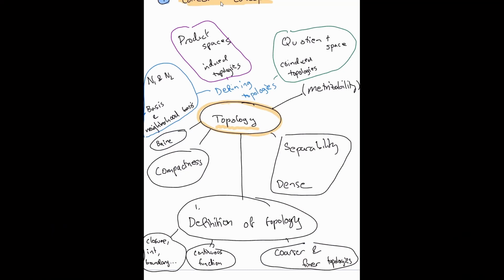And after that, we moved on to a new theme that we spent the last 2 to 3 weeks on, which was quite challenging, but which was about defining topologies. We did this by talking about bases and subbases, also neighborhood bases, and then introduced concepts like N1 and N2. Then we talked about product spaces and inducing topologies, and quotient spaces and co-induced topologies.